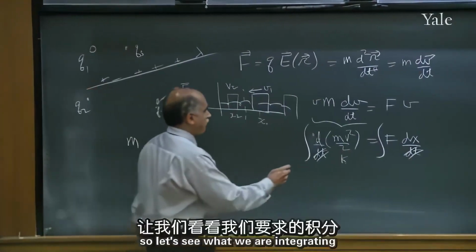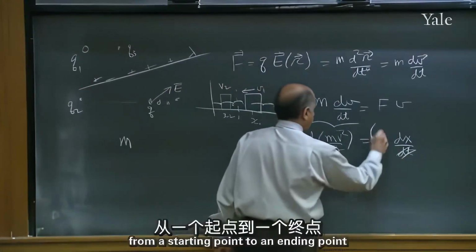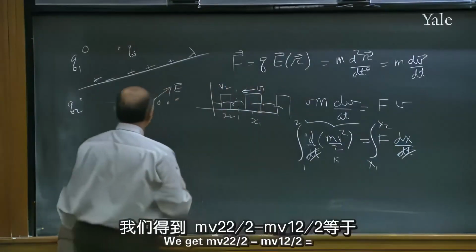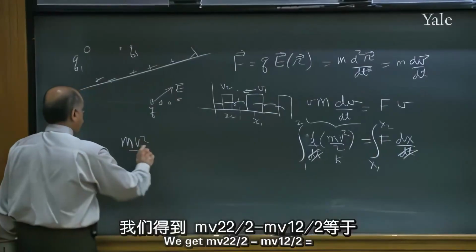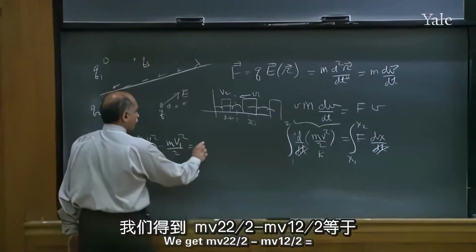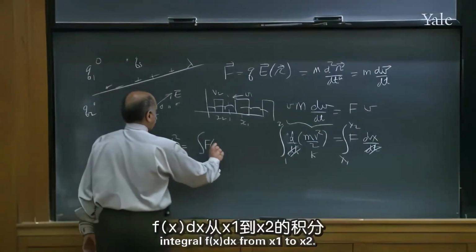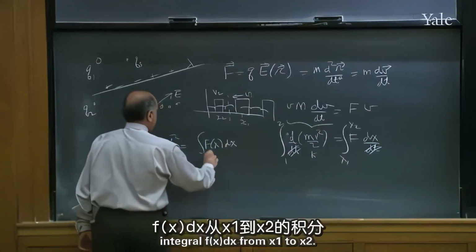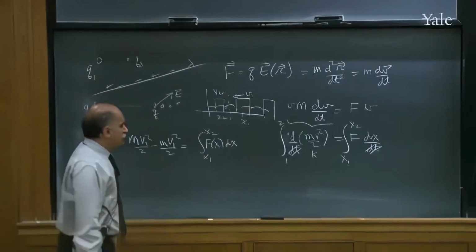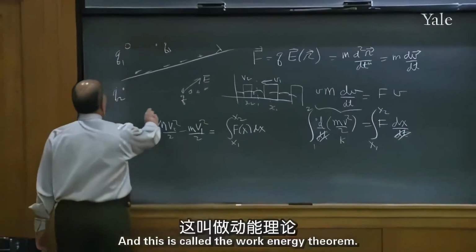So we are integrating from a starting point to an ending point, and from some starting time to an ending time. We get m v2 squared over 2 minus m v1 squared over 2 is equal to the integral of F(x) dx from x1 to x2. And this is called the work energy theorem.